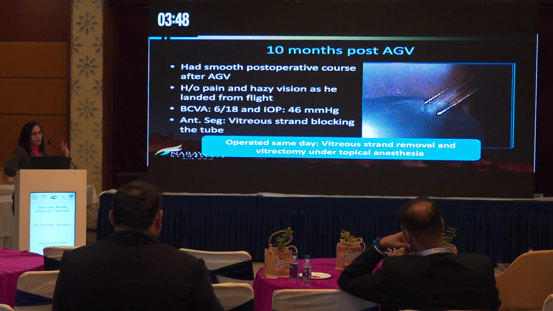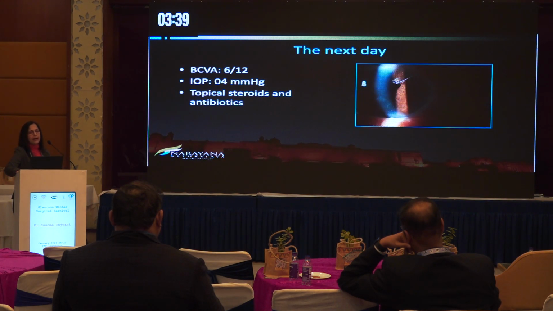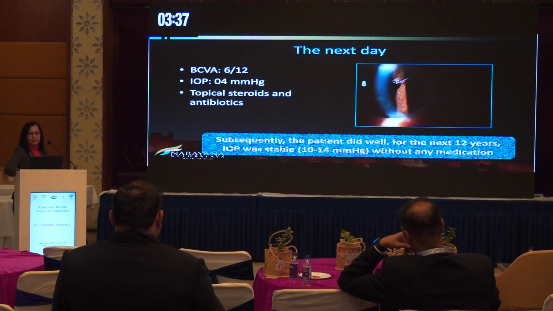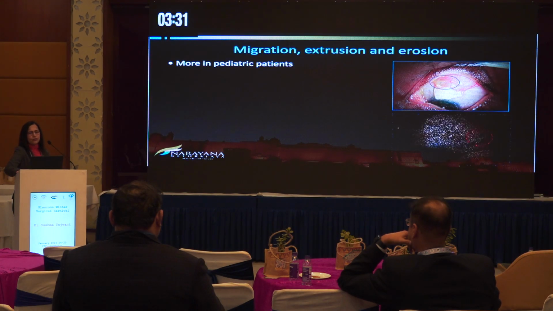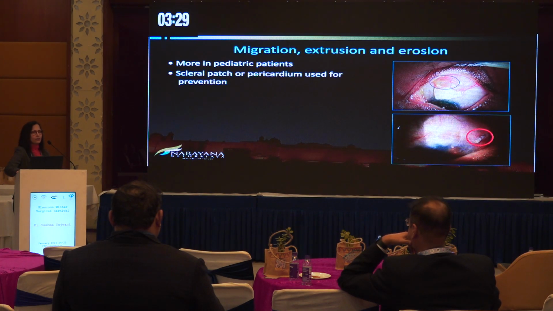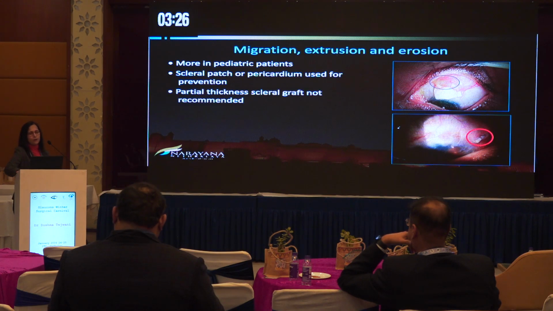So you have to remove the strand. I took him up under topical anesthesia and just removed that strand with the forceps, and then did a vitrectomy to push the rest of the vitreous back. After that, he has been fine, and now I have almost 12 years of follow-up. So these things can happen. Migration, extrusion and erosions can happen. Dr. Sunita has wonderfully shown those videos on how to take care of them.